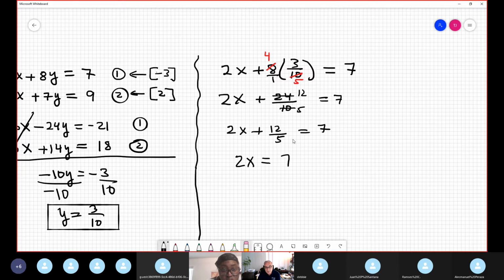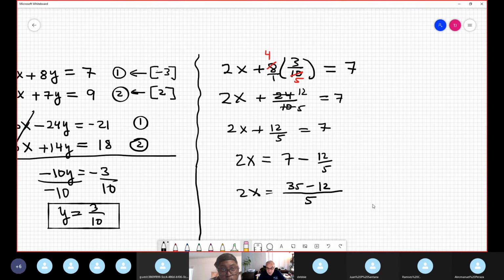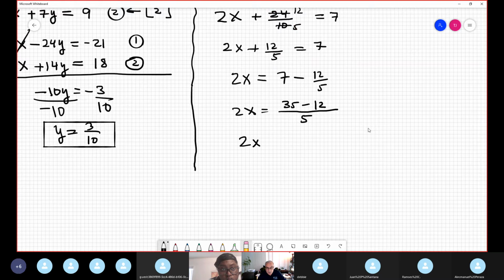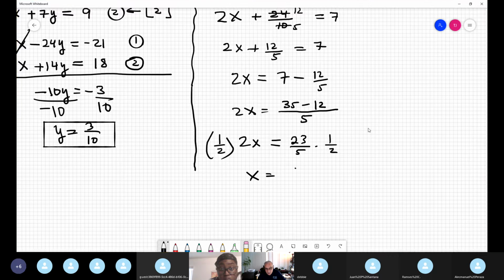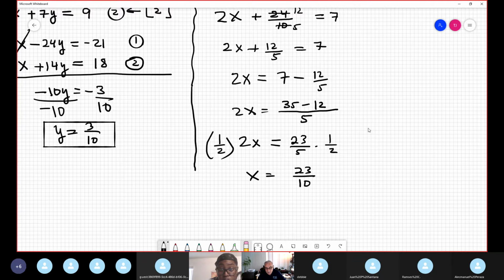2x is equal to 7 minus 12 over 5, subtraction. 2x is equal, least common denominator 5, and 5 times 7, 35. And 35 minus 12, because this is 1. 35, I put in my calculator just in case. 35 minus 12 is 23. Okay, now 2x is equal to 23 over 5. Now remember, you can divide, but it's much better multiplication by the reciprocal, 1/2. x is equal to 23 over 10, because 5 times 2 is 10.